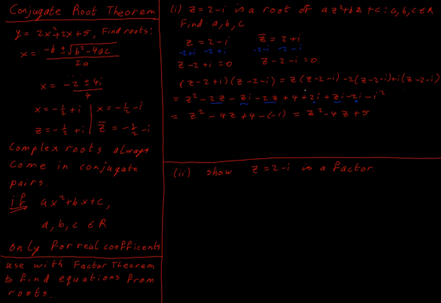And remember that I was looking for a, b, and c. So a is 1, it's the coefficient of z squared. b is minus 4, and c is plus 5. So that is my equation. That is my work for this question. And then part 2, I have actually written it incorrectly. It should say: show that 2 minus i is a root.